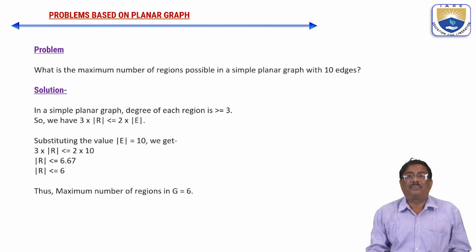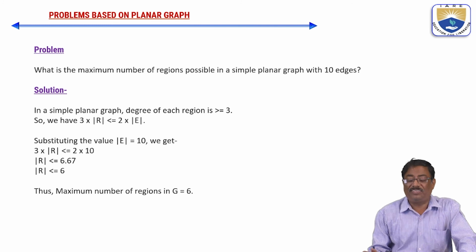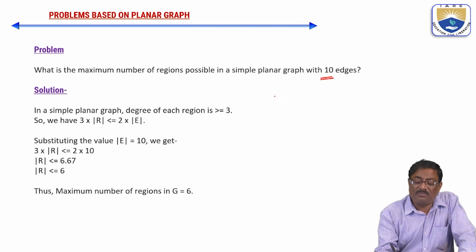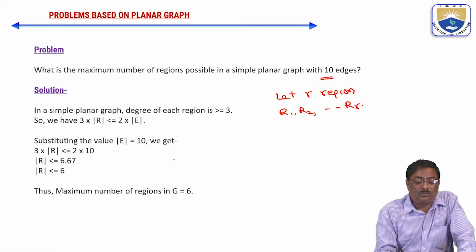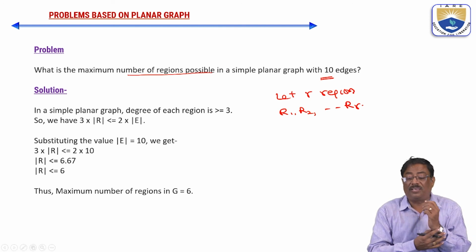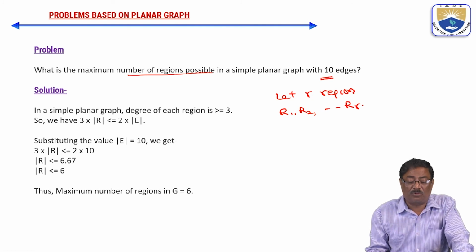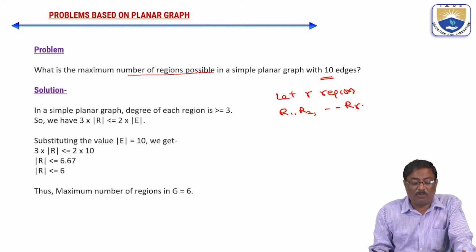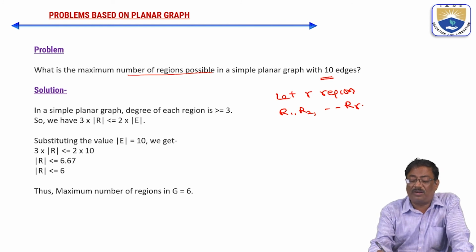Now, find the maximum number of regions possible in a simple planar graph with 10 edges. Let us assume it has r regions, R1, R2 and so on, Rr. So what is the maximum number of regions possible in a simple planar graph? That is what we are going to calculate.